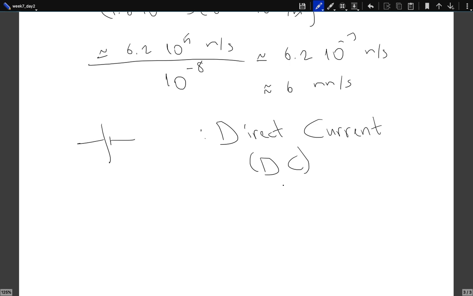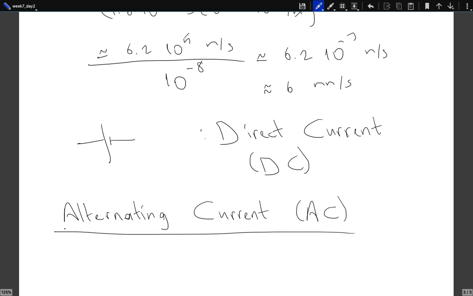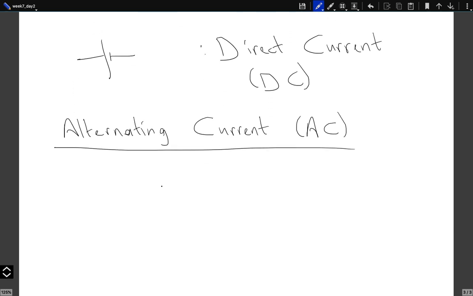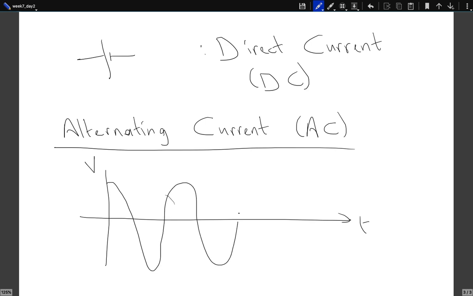But if you use the plugs over there, they are not direct current, they are what is called alternating current, or AC. Now in alternating current, the potential difference between 2 points is not constant. As a function of time, it just alternates between positive and negative values. This is how it will change with time.